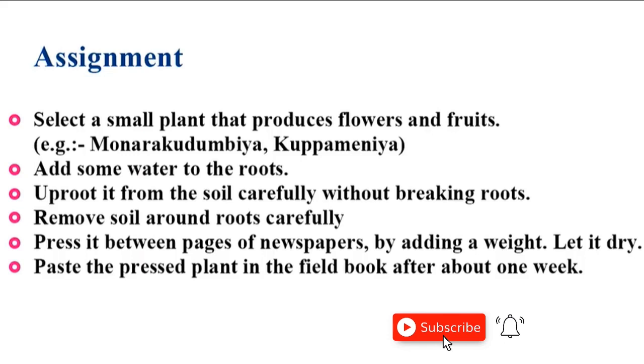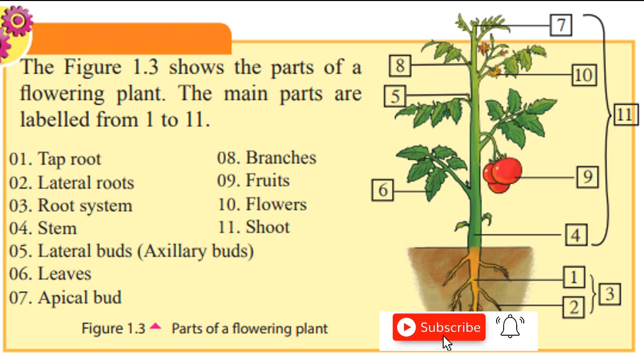So how to do this, children? I already told you that there are many parts in a flowering plant. We will see it in detail now. What is this? It's a flowering plant. You can see flowers and fruits, and it's a tomato plant. So, shall we label this one, children? There are so many parts given here, as you can see.